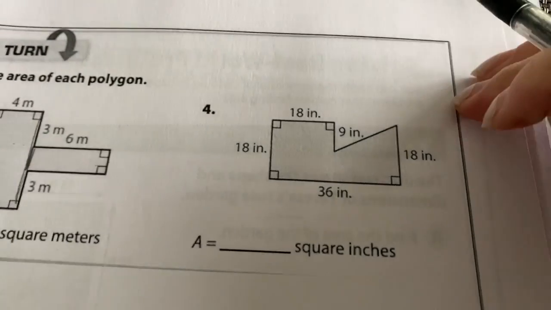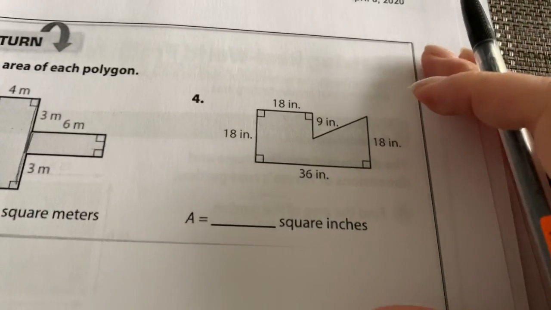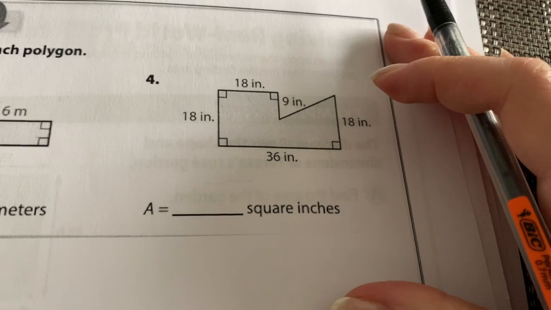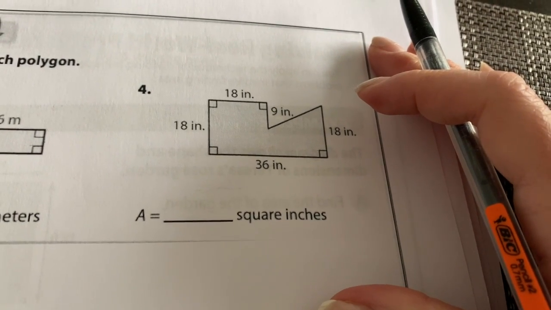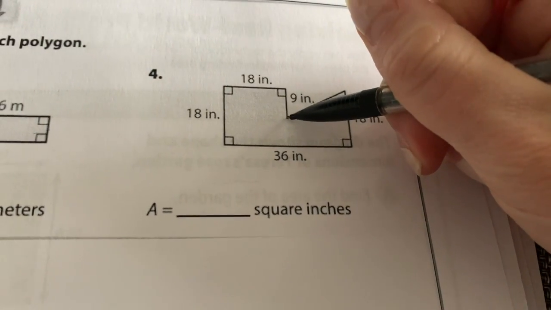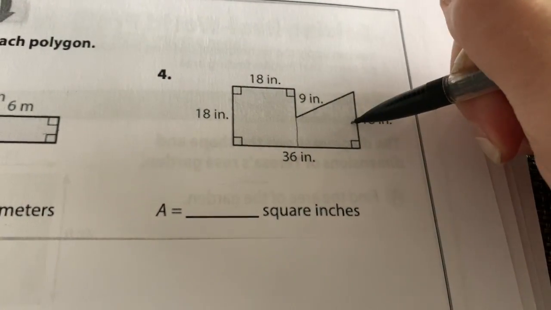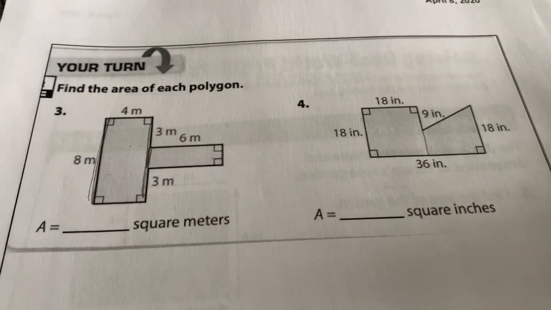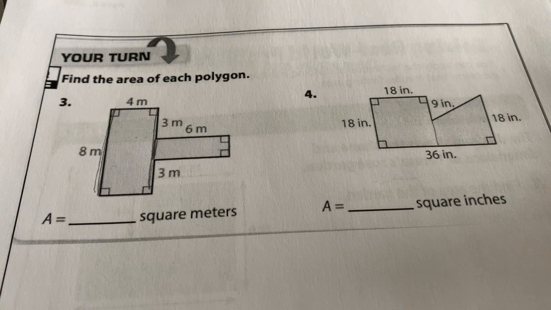And in number 4, this one is a little tricky to look at. You have to be careful with this one. I'll give you a hint that if you break it up this way, this gives you a trapezoid and a square. Okay? All right, pause it, try them on your own, and then unpause to check.